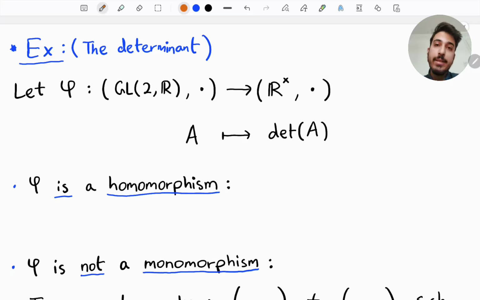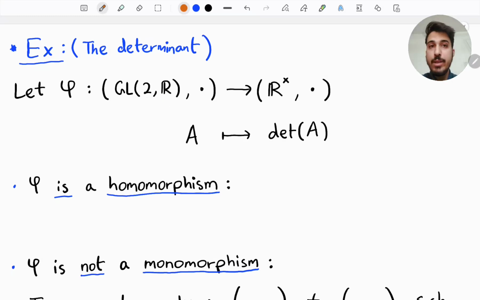So let us now look at the second example for homomorphisms. The second example may well be familiar to some of you. It is in fact just the determinant of matrices. So more formally speaking, let phi be the map that takes a matrix in GL2R.